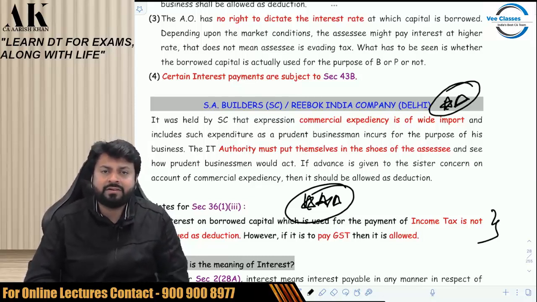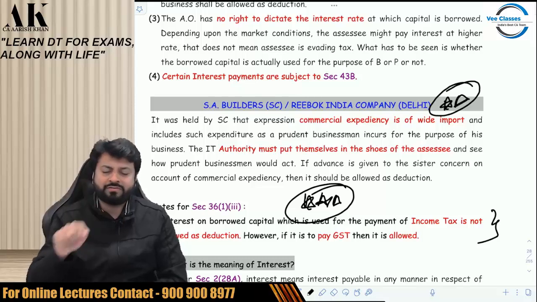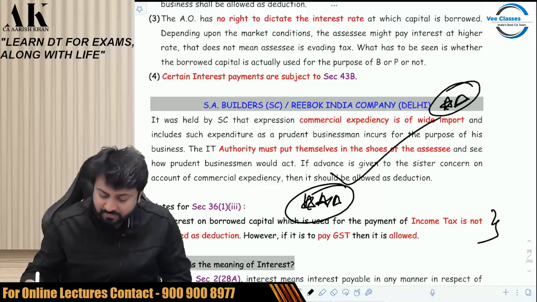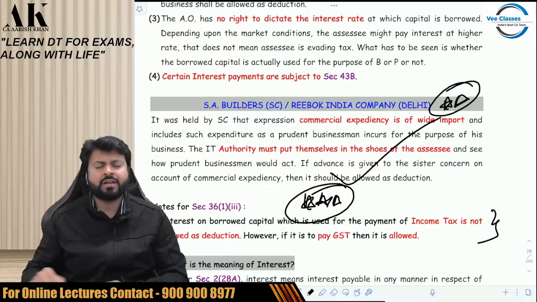So every diversion need not be tax evasion. Every fund given to a sister concern need not be an evasion of tax. You have to look into the facts and circumstances of every case. This is what is written in this particular case. It's a very important case.